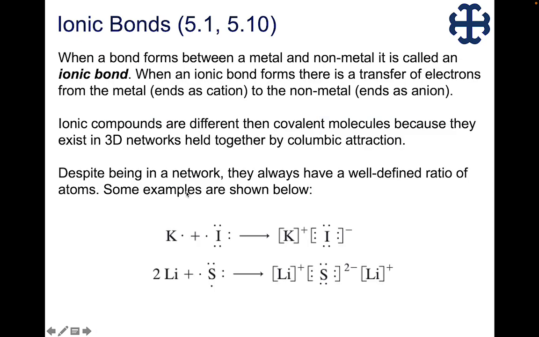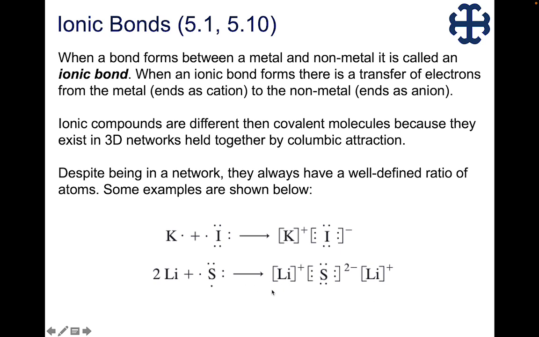And when we have a bond between a nonmetal and a metal, we end up with an ionic bond. So in an ionic bond, you need charges. Just a reminder that ions are things with full positive or full negative charges. Some examples here: potassium and iodine come together to make potassium iodide, and lithium and sulfur come together to make lithium sulfide.